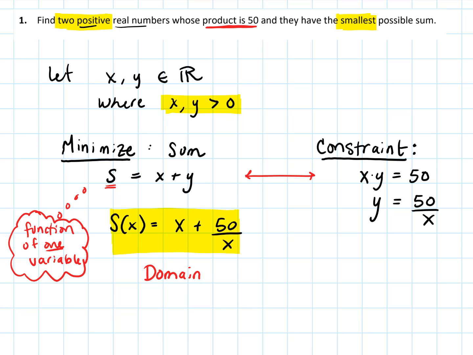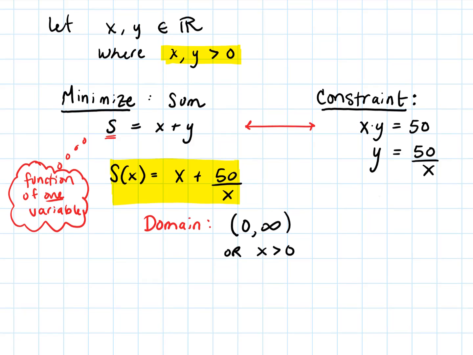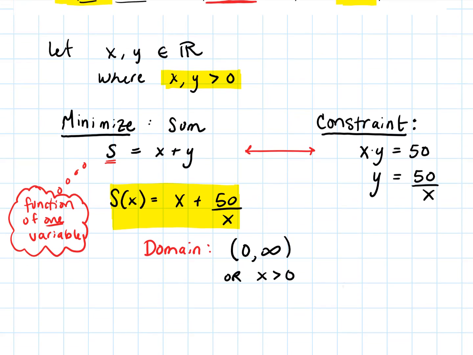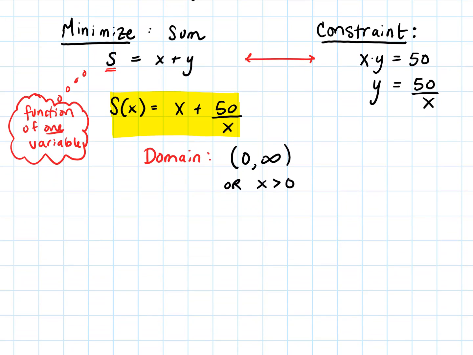So the domain is going to be from 0 to infinity, or if you prefer, you could write that as x has to be greater than 0, which we knew above as well. Okay, so that is the domain. It is an open interval. We're not looking at a closed interval, but that is the domain. And now we want to find the minimum. So we want to find the value of x from 0 to infinity that would minimize this sum.